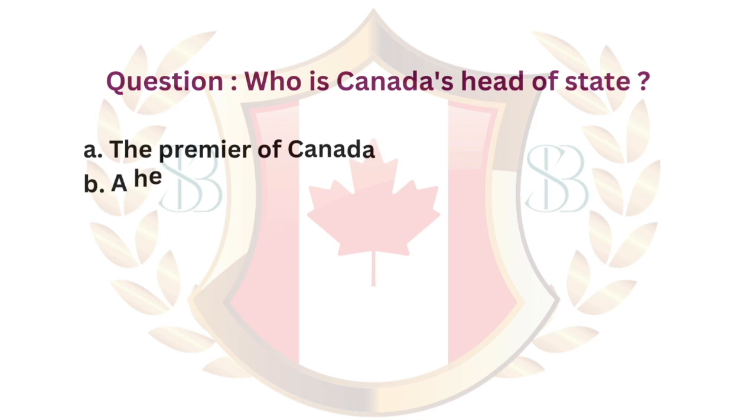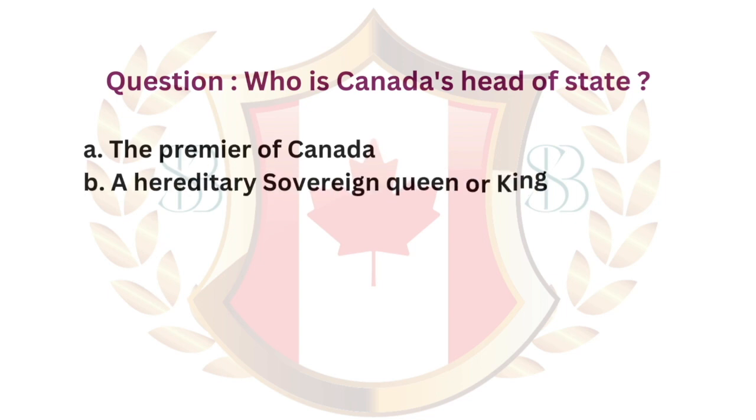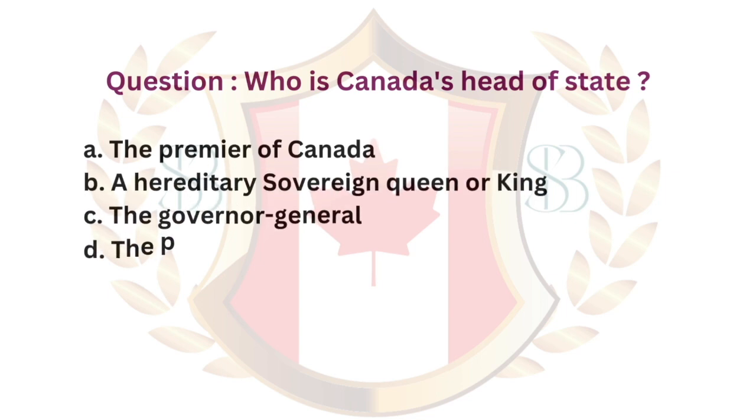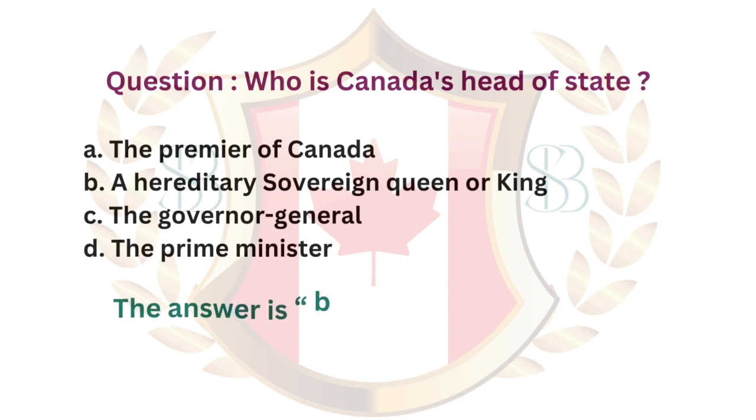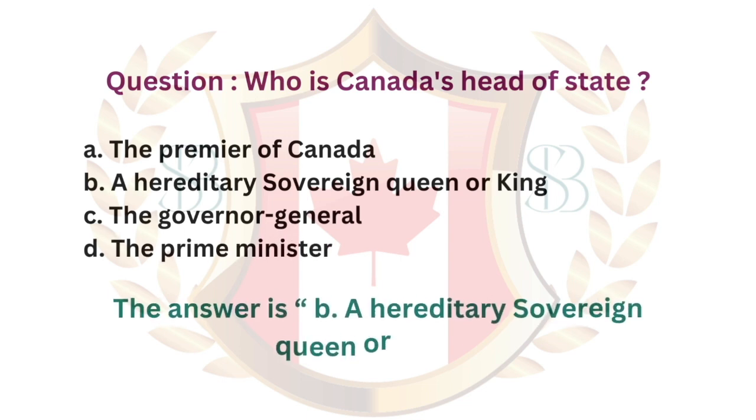Question. Who is Canada's head of state? A. The Premier of Canada. B. A hereditary sovereign, queen or king. C. The Governor General. D. The Prime Minister. The answer is B. A hereditary sovereign, queen or king.